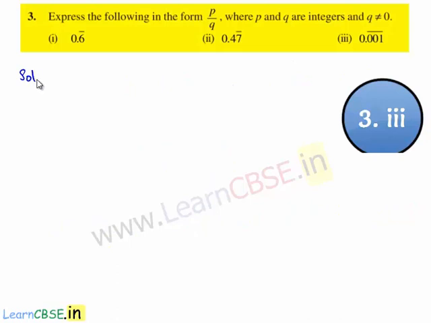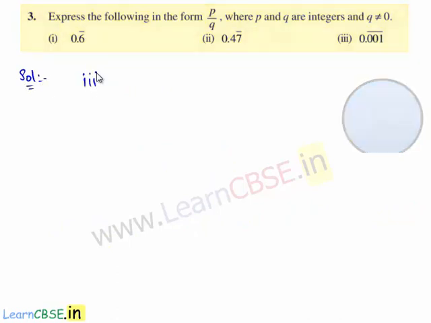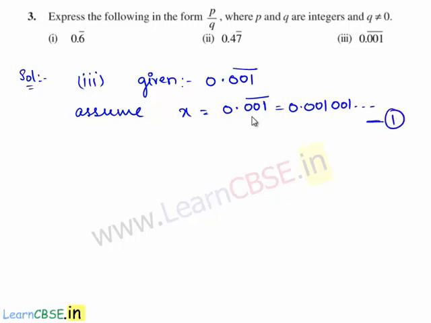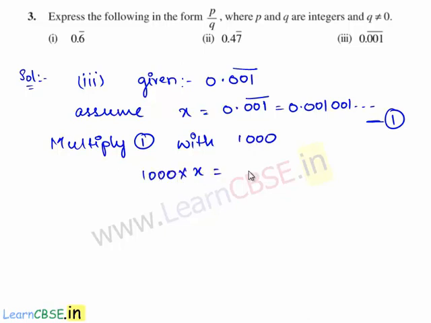Let us move on to the third bit of the question. The third decimal expansion given is 0.001 bar. So we shall assume x is equal to 0.001 bar, which is equal to 0.001, 001 and so on. Consider this as equation 1. Since in the given decimal expansion 3 digits are repeating, we shall multiply equation 1 with 1 followed by 3 zeros, that is 1000. Therefore, 1000 times x is equal to 1000 times 0.001 bar.